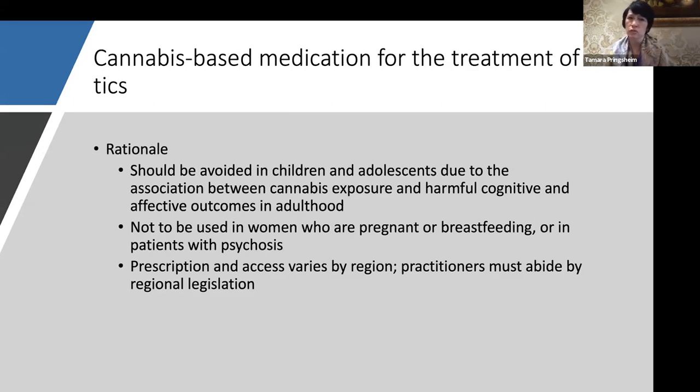So cannabis should be avoided in children and adolescents because of the association between cannabis exposure and harmful cognitive and affective outcomes in adulthood, and not for pregnant or breastfeeding women. And also, in Alberta, cannabis is legal over the age of 18. But in some jurisdictions in the United States, for example, it is still illegal to possess cannabis.